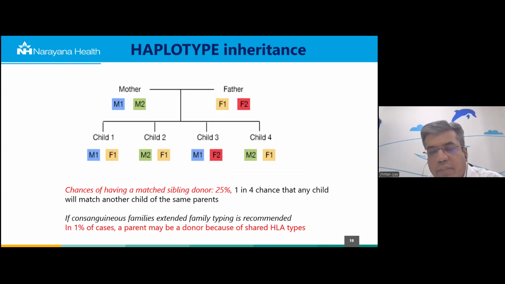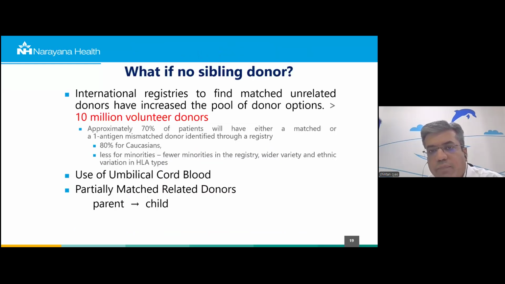So with each pregnancy, there is a 25% chance of a match, whether your one child will be matched with your other child. In the majority of cases, you will have no match. But in 25% of the cases, when you have multiple children in the family, you may find a match. The chance of a 100% match with mother and father is quite low. So the majority of the time, we have to look for a sibling match only.